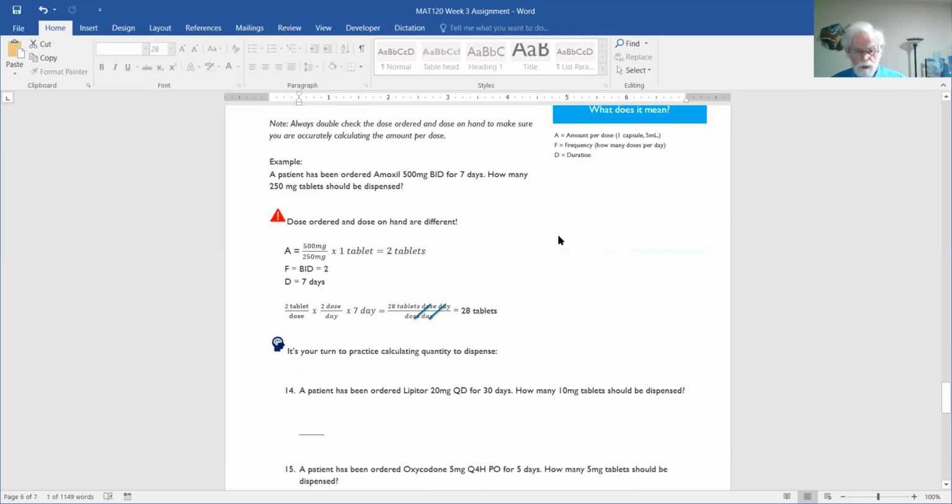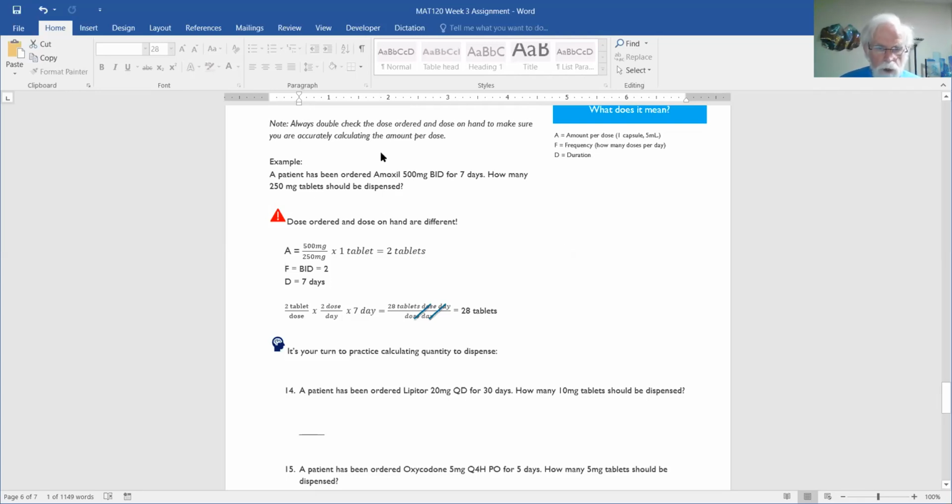Nitroglycerin, which is to be taken as needed for angina, chest pain, is generally handed out in bottles of 100, and the patient is told, take it when your chest hurts, when you feel the pain. So there's no way of predicting how long such a prescription will last. But for the most part, we see this.